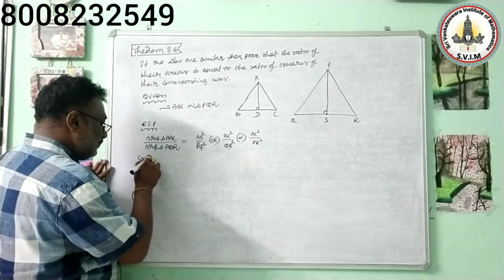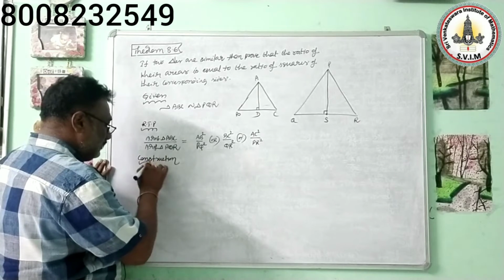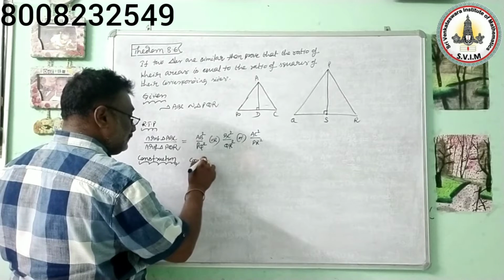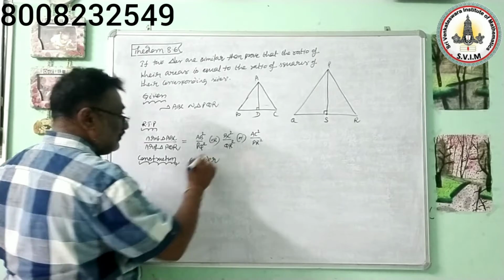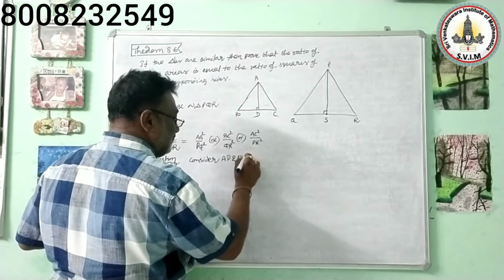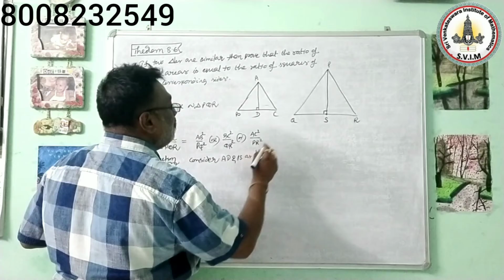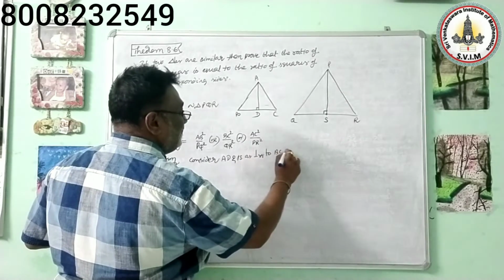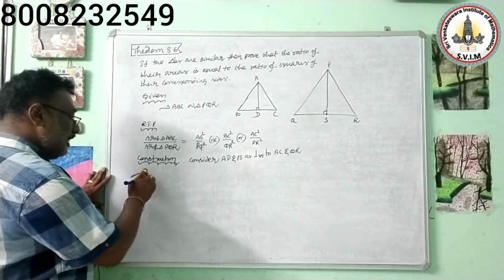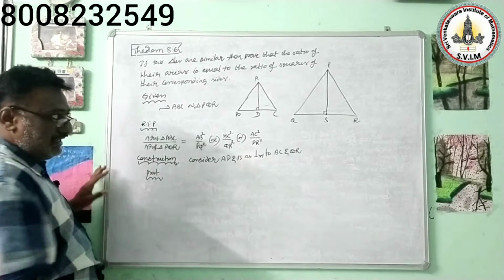Construction. Consider AD and PS as perpendiculars to the sides BC and QR. That's all. Now proof. Yes, listen to me.